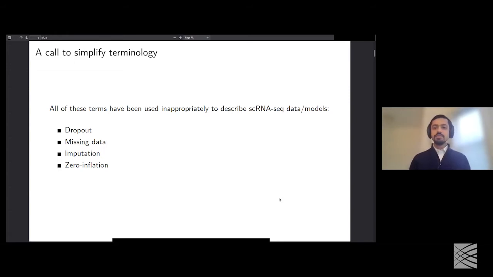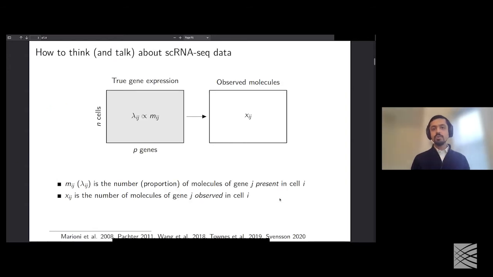And to speak to my broader point, if we think about what was the biology that we were measuring and what was the experiment that we did, the way that we propose to think about it is that we have a collection of N cells that we're measuring at P genes. And unobserved are the true gene expression levels of each gene in each of these cells.